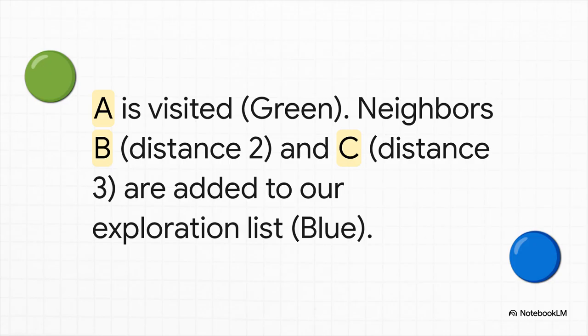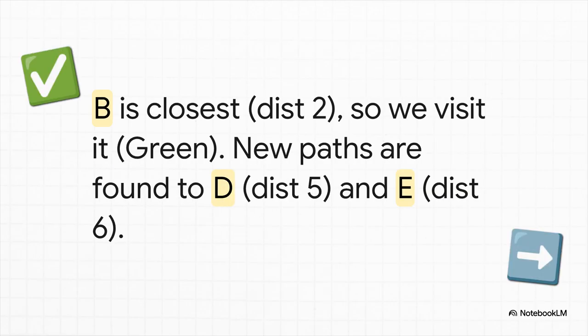Now we look at its direct neighbors. B is 2 units away, and C is 3 units away. They both get colored blue and added to our priority queue. Okay, so that priority queue tells us that B, with a distance of 2, is the closest node we haven't visited yet. So we lock it in, turn it green, and check out its neighbors.